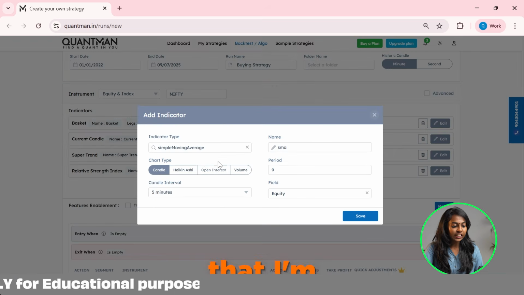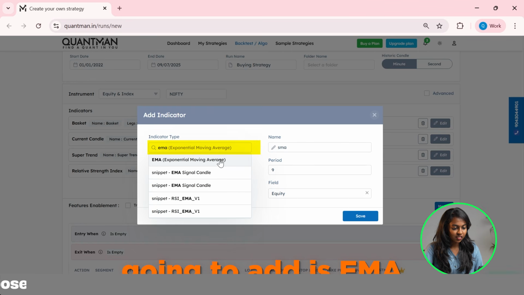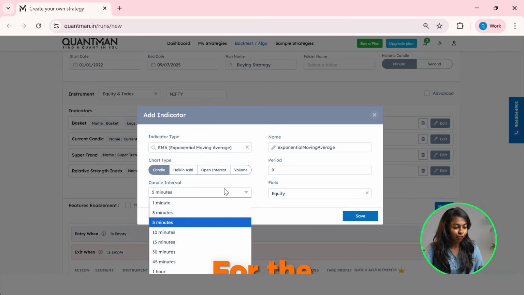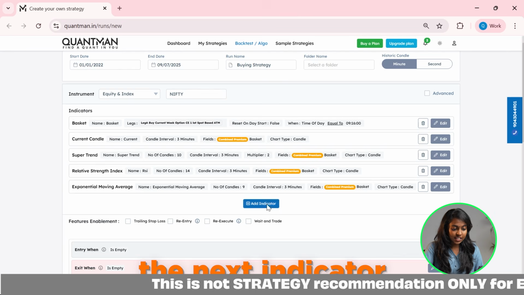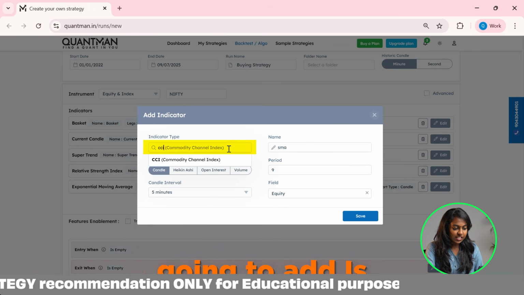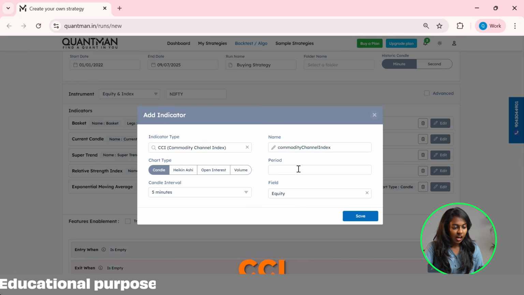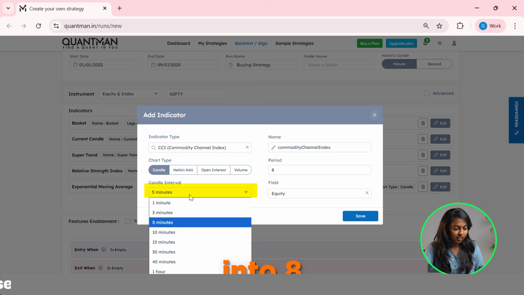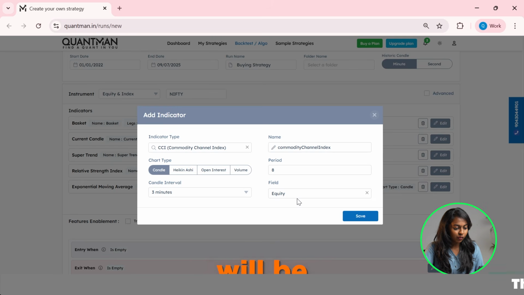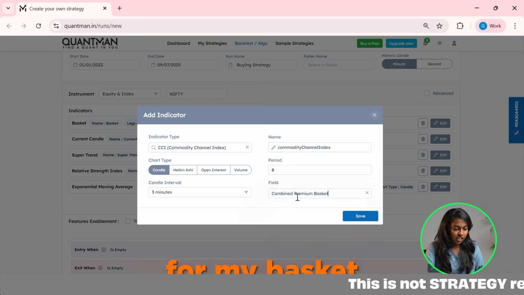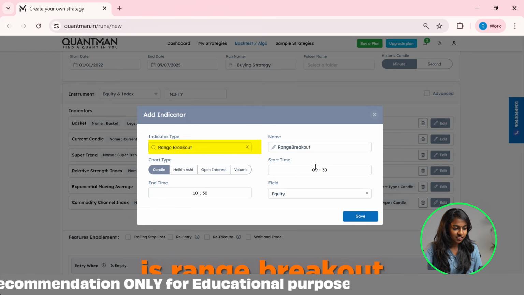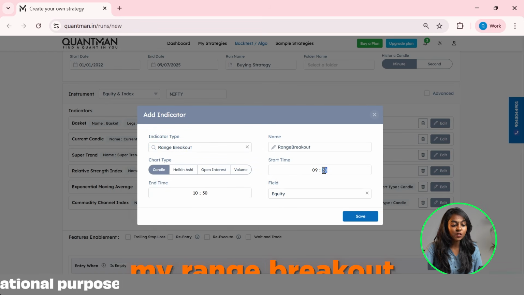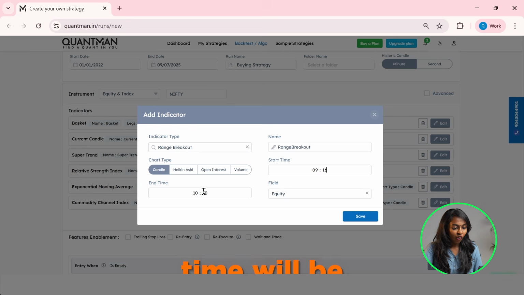The next indicator that I'm going to add is EMA. The period will be 9 for the 3 minutes chart for the entire basket. The next indicator that I'm going to add is CCI. I'm going to change the period to 8 and my candle interval will be 3 minutes for my basket. The next indicator that I'm going to add is range breakout. My range breakout start time and end time will be 9:16 to 9:30.